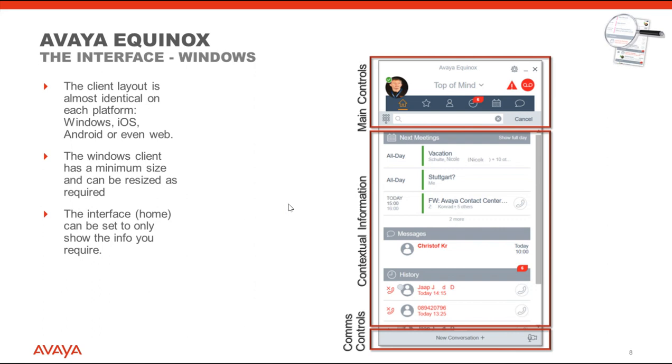The Windows client has a speciality. It can be adjusted horizontally and vertically with a minimum size, but you can make sure that it only takes up as much space on your desktop as you want it to.